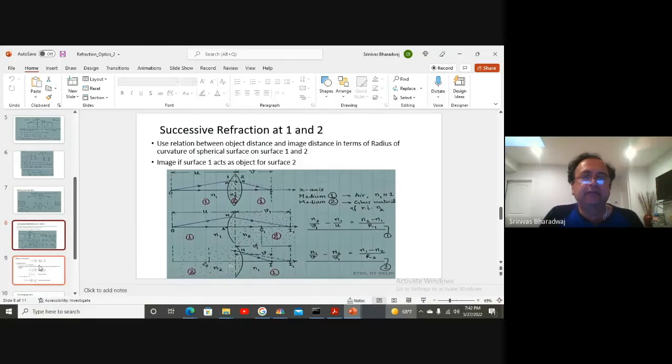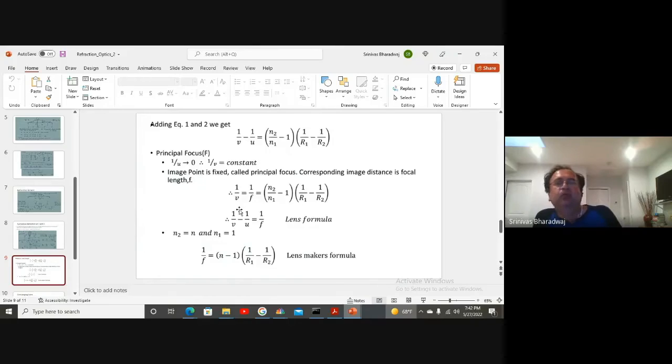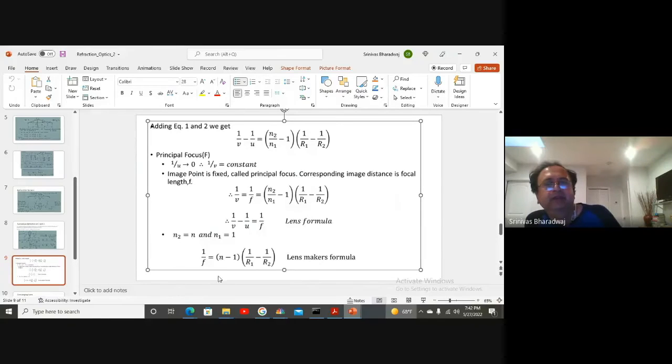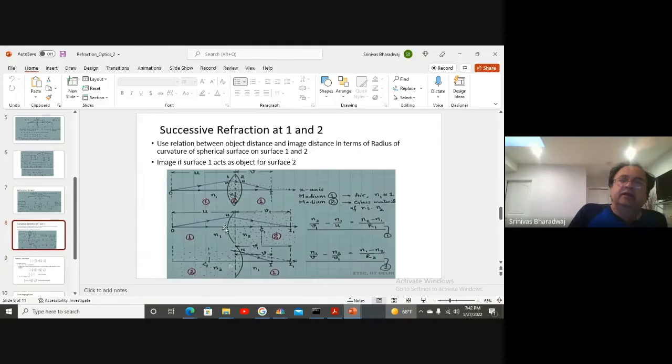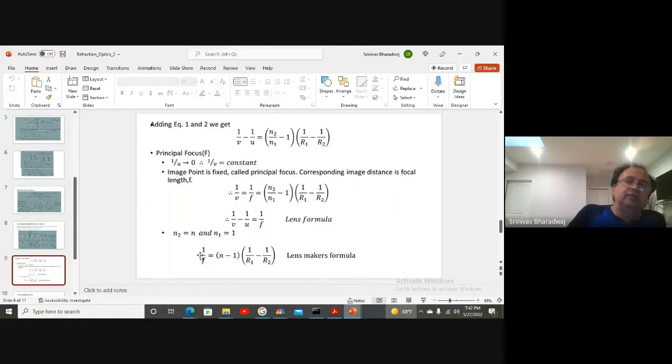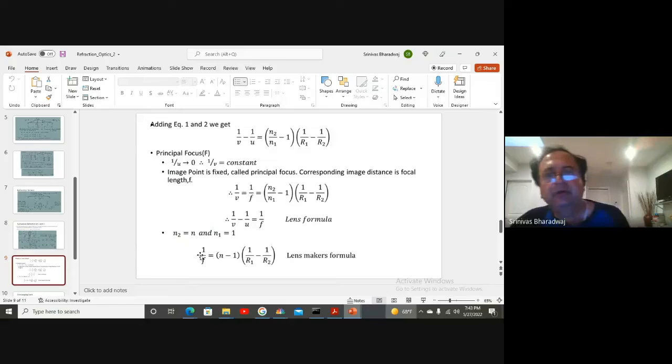When you have successive reflections, you then have 1/v minus 1/u equals 1/f, right? Then you also have the lens maker's formula: 1/f equals (n minus 1) times (1/R1 minus 1/R2). What is R1 and R2? R1 is the radius of curvature of the left side, and R2 is the radius of curvature of the right side. So lens maker's: 1/f equals (n minus 1) times (1/R1 minus 1/R2), and 1/v minus 1/u equals 1/f. Then n2 equals n and n1 equals 1.